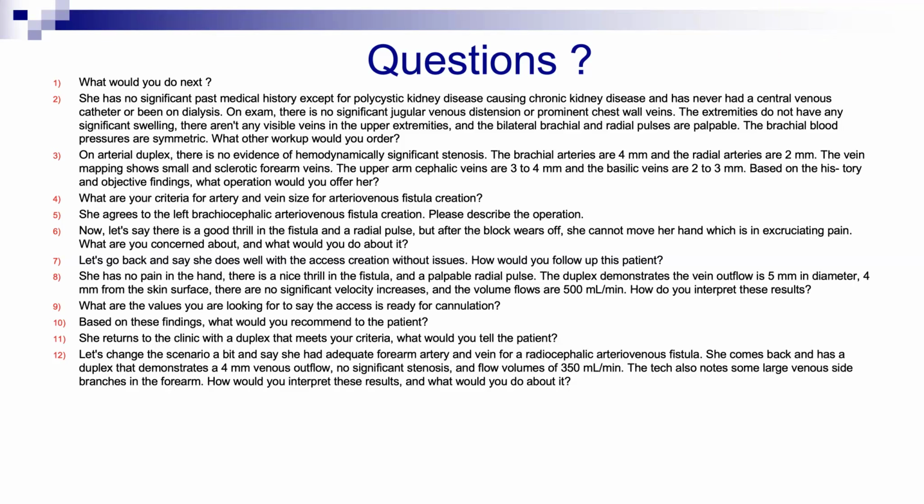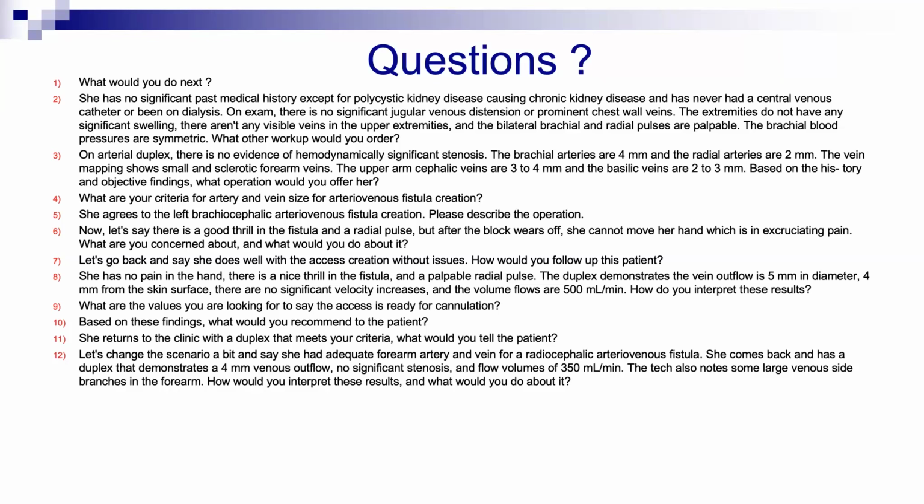This fistula is not maturing because of the large venous branch. I will tell her that we can do surgery to ligate this branch. Is there any other option rather than surgery to ligate the branch? We can do coil embolization. Some people do coil embolizations. Your answer is correct, but if I ask you if there is any other option, you say yes, they can do a coil embolization.